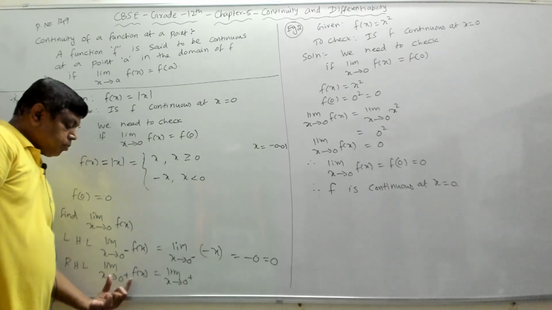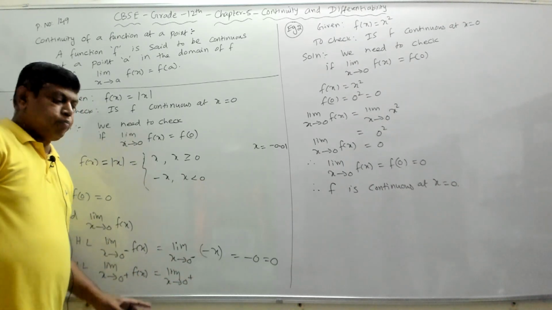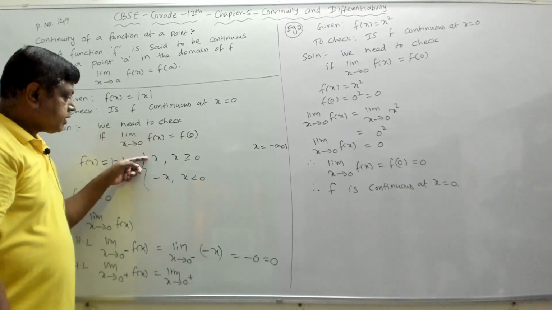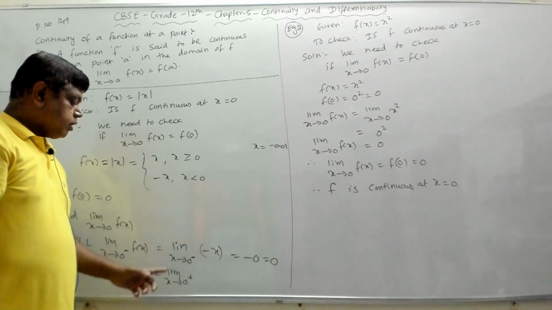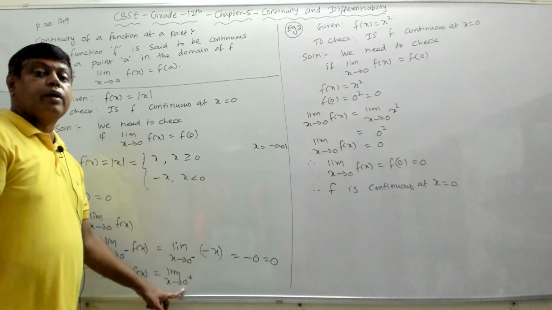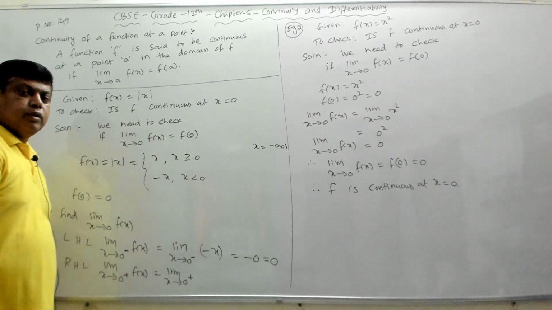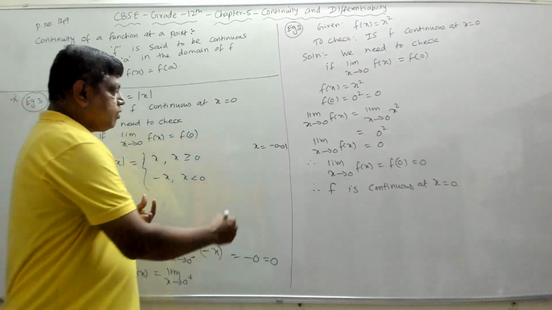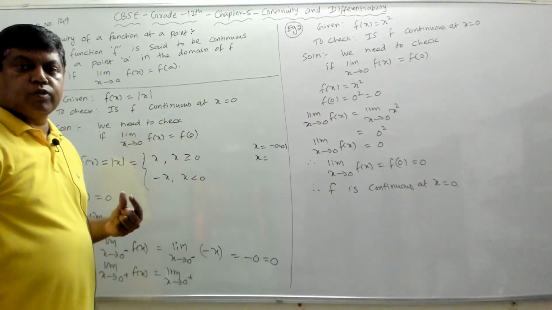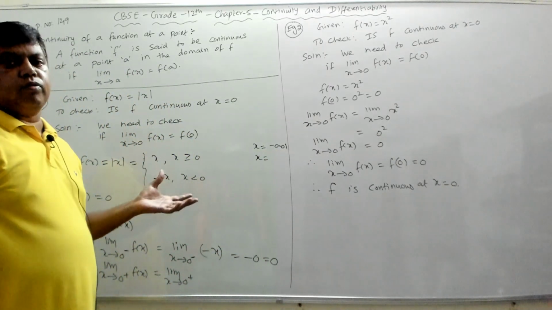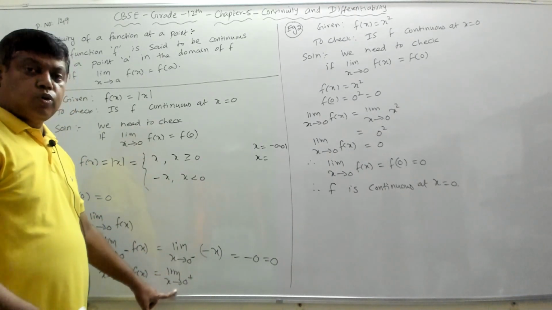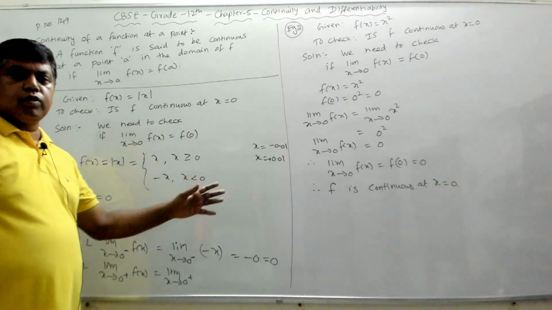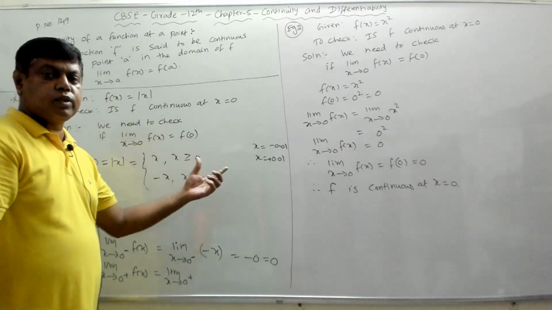So now limit x goes to 0 plus f of x. Now we need to decide which value we should substitute for f of x, whether f of x is x or minus x. That depends on the value of x. Now what is the value of x? Now x is approaching 0 through values greater than 0. Plus means greater than 0. Greater than what? This number 0. So we should take a sample value of x which is very close to 0 but greater than 0. That will be plus 0.01. Now x is plus 0.01.